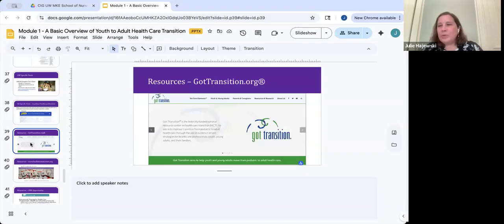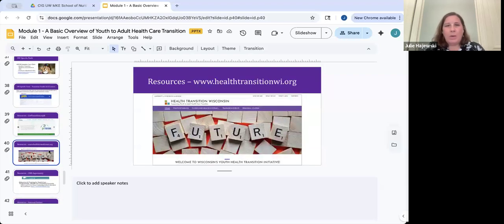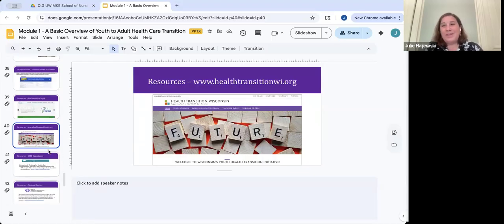So just a couple of resources when we talk. Again, Got Transition is a wonderful resource and a place to start. Additionally, at a state level, we have our work at the Youth Health Transition Initiative. And so that website there, we also have resources available, and we'll link you back to Got Transition, but have some additional state level resources, as well as some videos of yours truly if you're really bored on a rainy day and want to go watch a few videos.